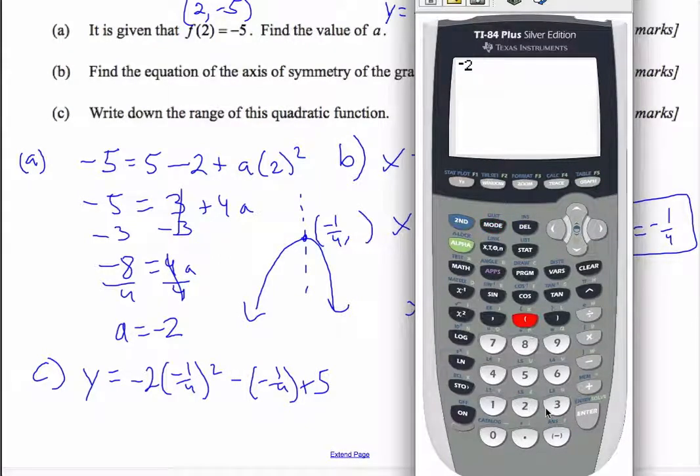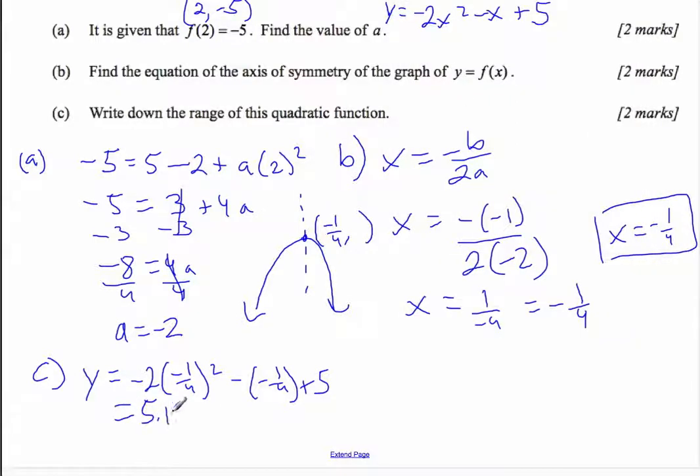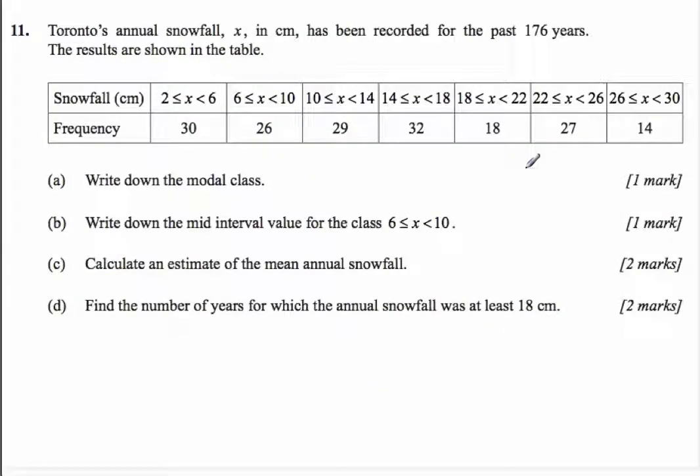Negative 2 times negative 1 quarter squared minus negative 1 quarter plus 5 is 5.125. So the y value there is 5.125. It's just the y value that's right here. Since the quadratic is pointing down, all the y values of the function are below or equal to 5.125. So the range is y is less than or equal to 5.125.